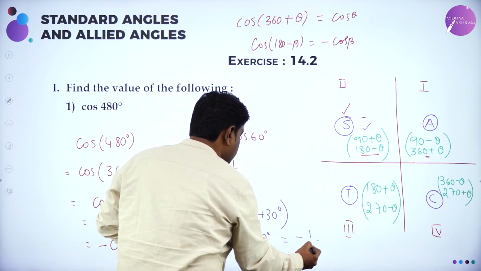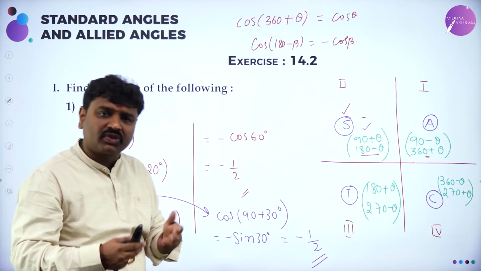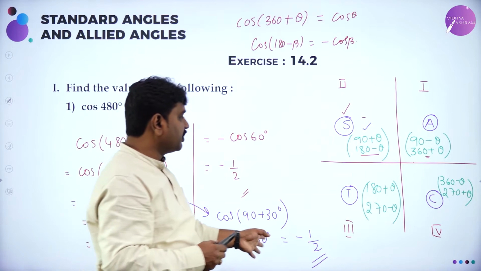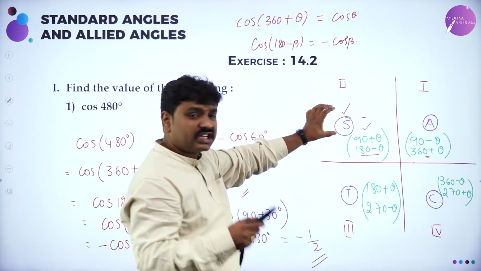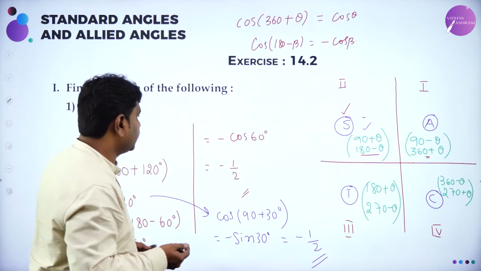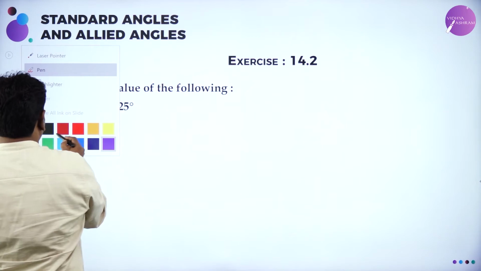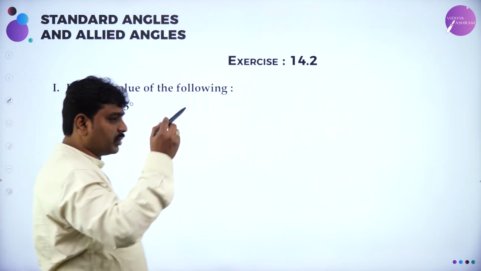And sin 30 is what? Minus half. If you do it like this, again you will get minus half. What is sin 30? Half. That's it. Minus half. Why minus? Because it is in second quadrant. In second quadrant, if your question is sin, it will be positive, but your question is cos, so negative. Fine. Next. So dear students, 1125 means you completed one cycle.